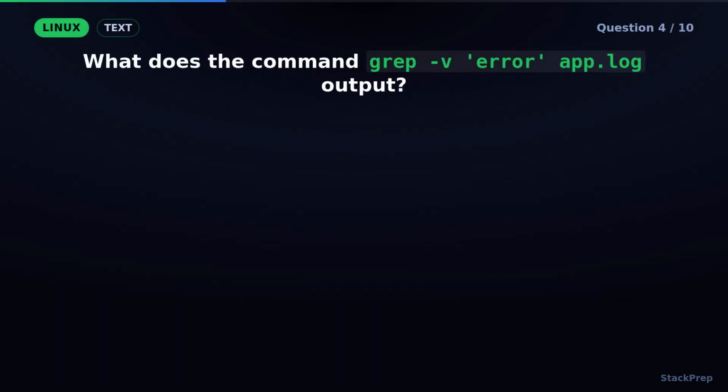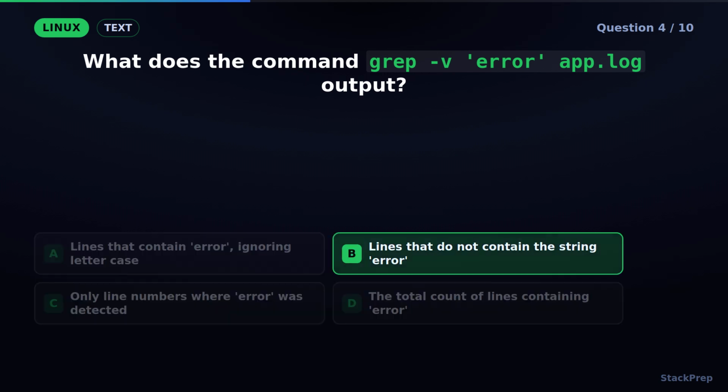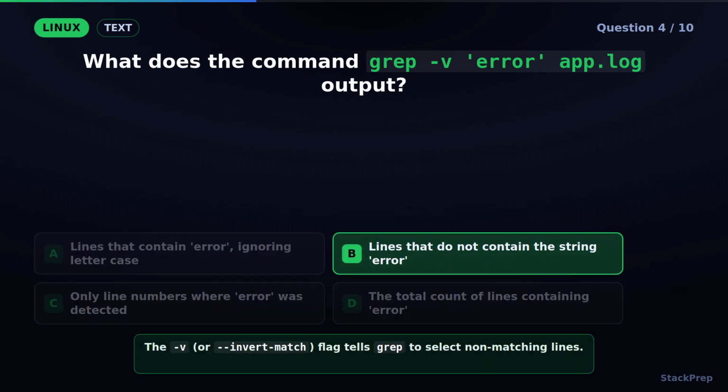What does the command grep -v error app.log output? The answer: lines that do not contain the string error. The -v or invert match flag tells grep to select non-matching lines.